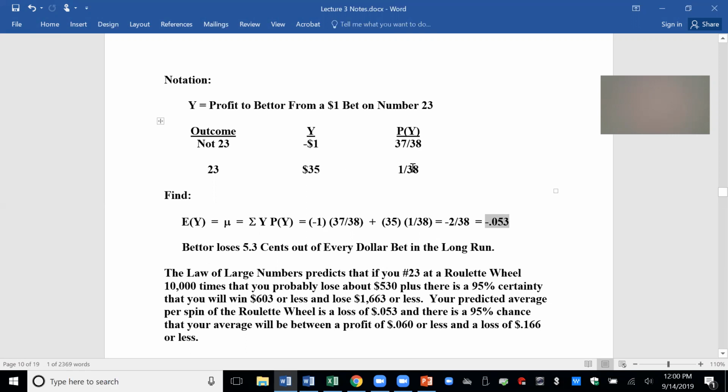Another great word is much more dispersion that takes place, and our interval that we're going to predict, I'm 95% sure that we're going to fall somewhere between making 6 cents average per play and losing 16 cents per play, or we'll make somewhere between $600 and losing $1,663.